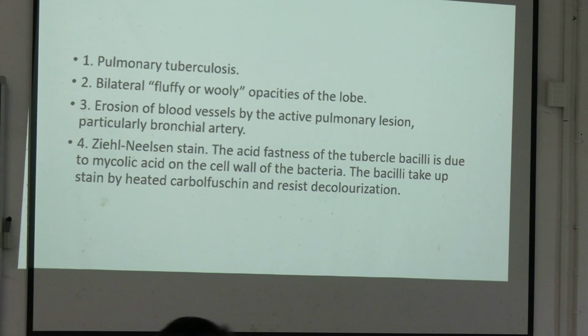The acid fastness of the tubercle bacilli is due to mycolic acid in the cell wall. The bacilli take up the stain by heated carbol fuchsin and resist decolorization. Microbiology question, but not important. If it is asked in the exam you have to answer. Otherwise, in the exam any question, what is primary tuberculosis, what is secondary tuberculosis, what is Pott's disease, Pott's spine, all these things must be known to you. Okay?